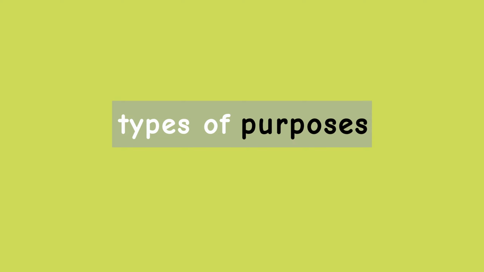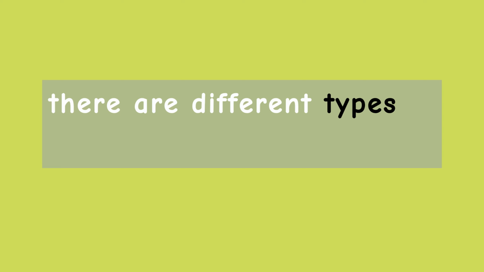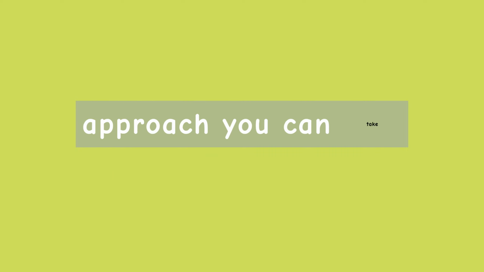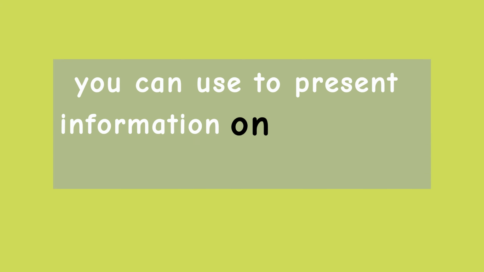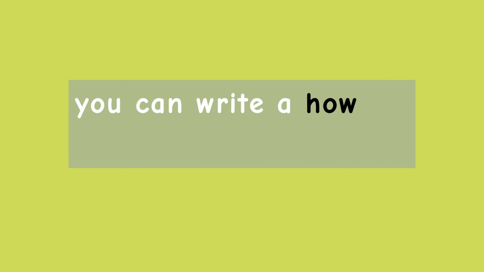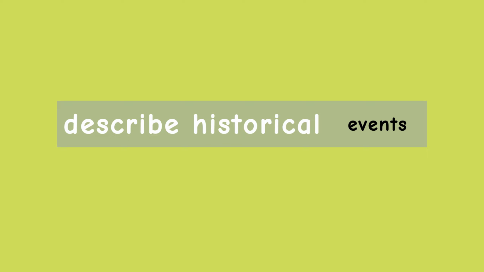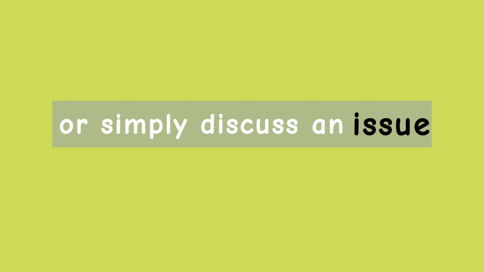Types of purposes. There are different types of purposes for writing. Understanding them will give you a good idea of what approach you can take, so let's discuss them in greater detail. Writing to inform. This is the type of writing you can use to present information on any given topic. When you write to inform, you are simply presenting facts and information. For example, you can write a how-to guide, describe historical events, or simply discuss an issue.